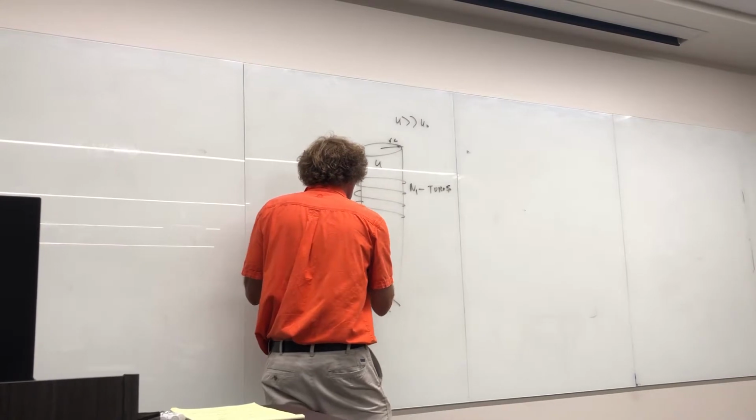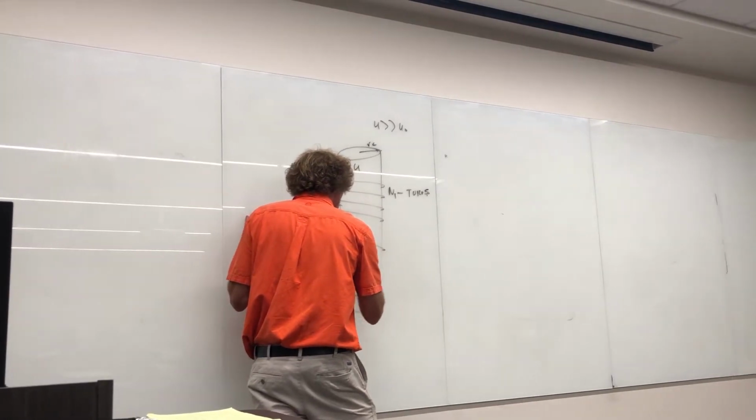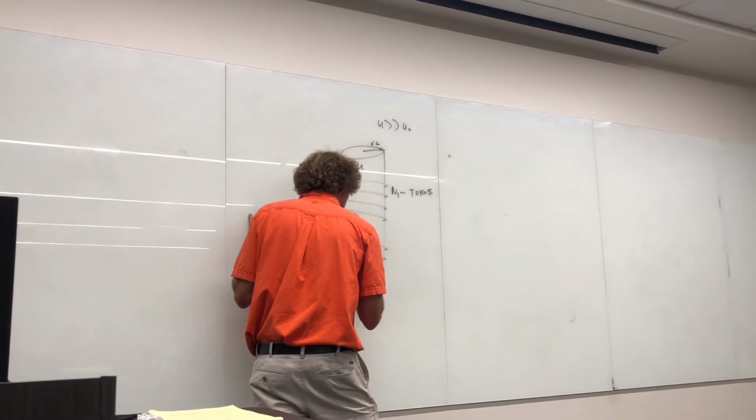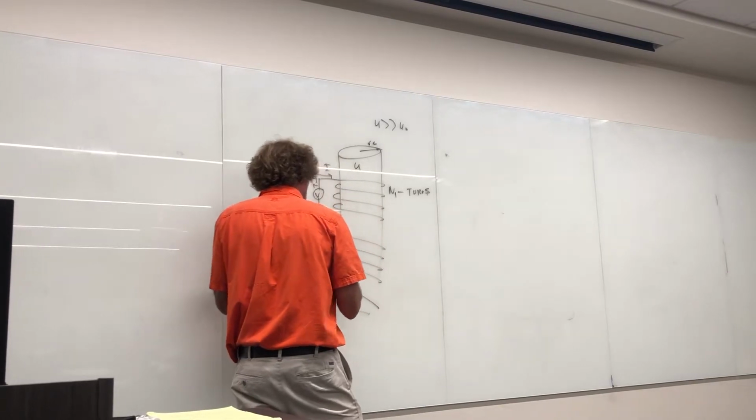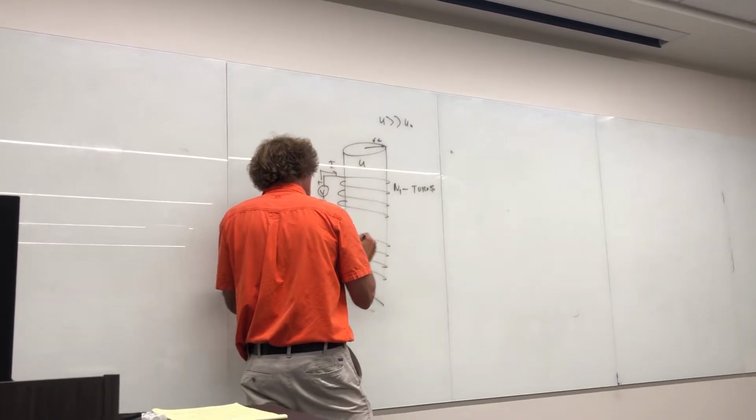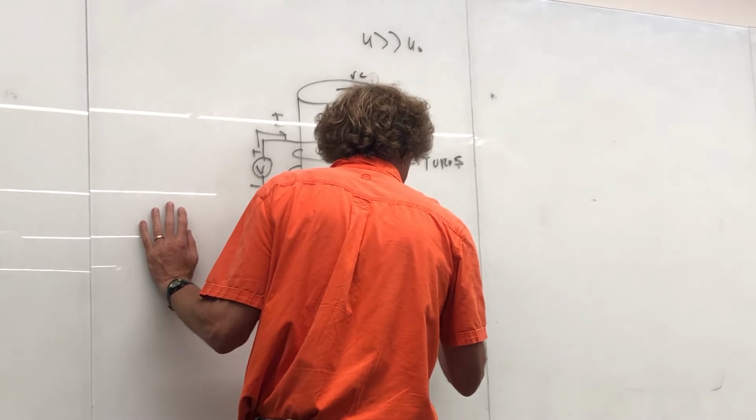Now I'm going to say there's another coil down here. This would be like a secondary. And this has N2 turns.